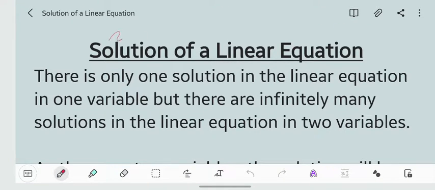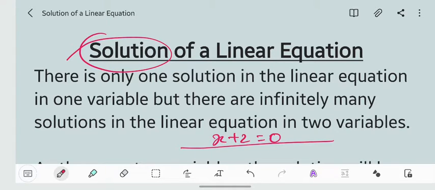The meaning of solution is the values of the given variable. For example, say we have x plus 2 equals 0. What is the value of x? Simply we transpose the constant part and write x equals minus 2. This is the solution of the given equation in one variable. So it has only one solution in case of one variable. In case of two variables, we have an infinite number of solutions.